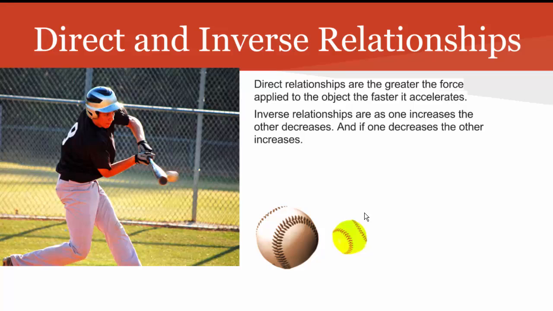We have an example below. If the same person hits two different balls, one of them being a softball and the other one being a baseball, if you hit the baseball, it'll go further in a straighter path. But if you hit the softball at the same speed, it won't go as far and won't follow as straight a path as the baseball. Well, that's Newton's second law of motion.